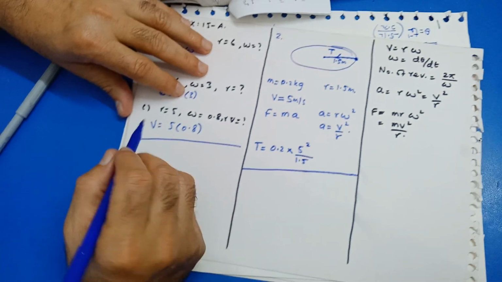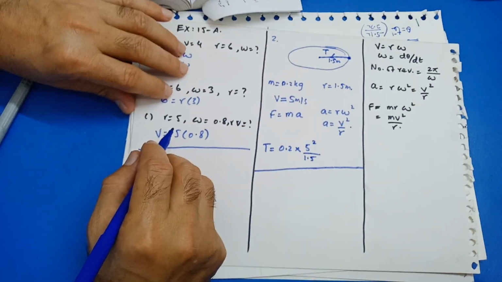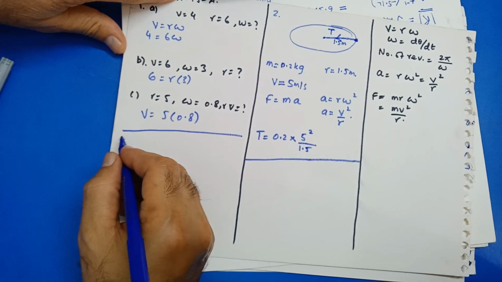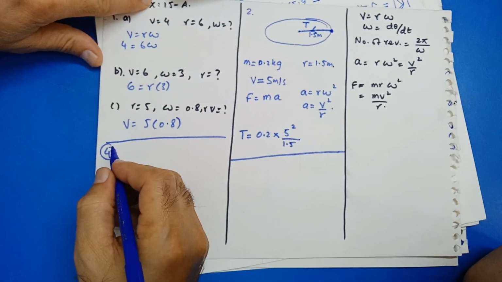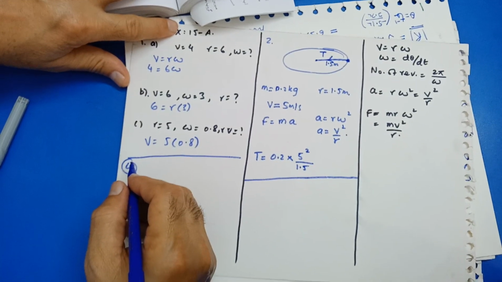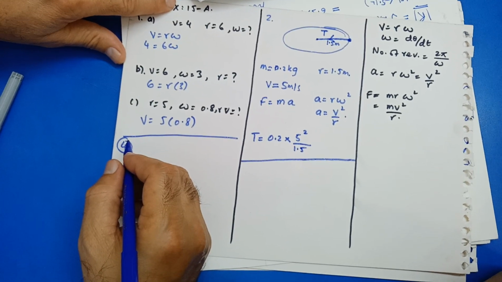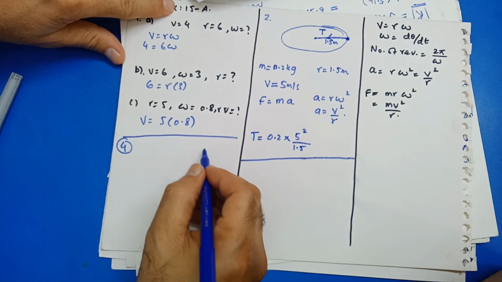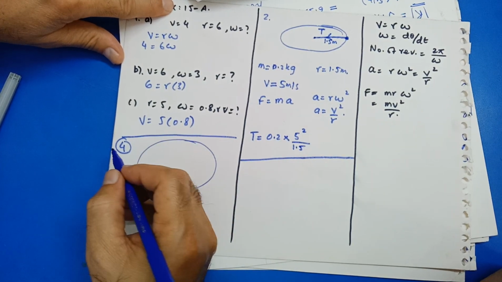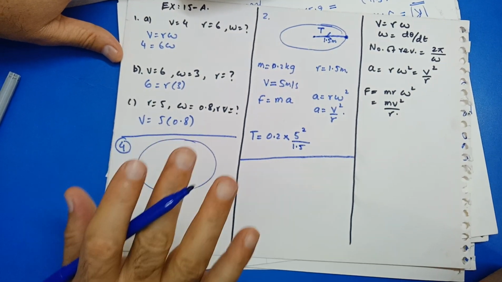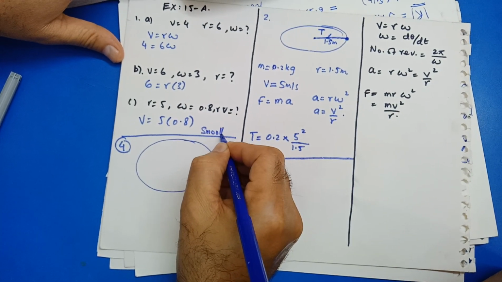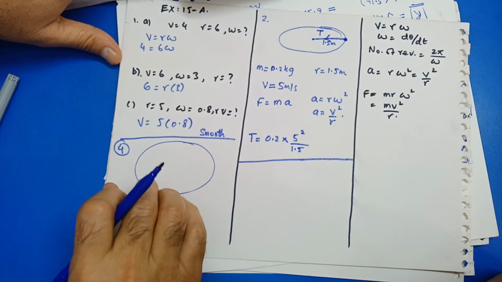Now let's try the fourth question, okay. You can try the third question yourself. A particle is describing horizontal circles on a smooth horizontal table, okay. So horizontal circles like this. Now this is smooth, okay. Remember, if it's smooth or rough, you have to take a note of it.